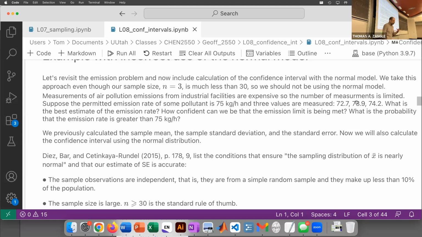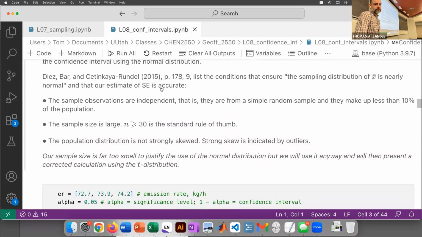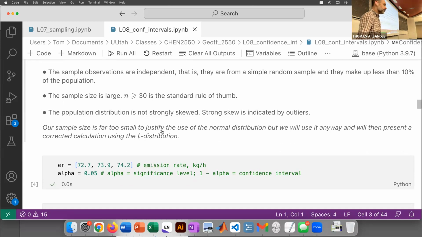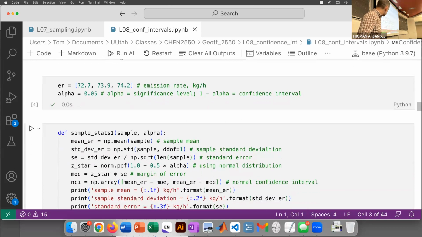So we're going to start by incorrectly using the normally distributed model anyway, and see what answer we get. Then we're going to compare it to the answer we get when we do it the right way. In this case, the sample size is not large, so we can't use the normal distribution. It's far too small, right? We're going to get an answer that is definitely incorrect, but nonetheless, we're going to plunge ahead and see what happens.